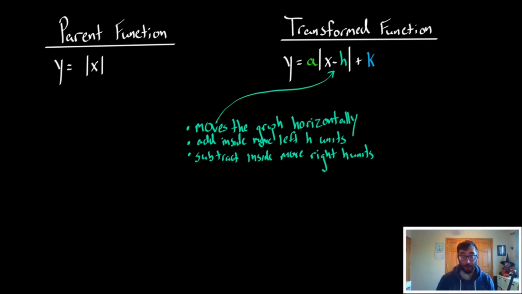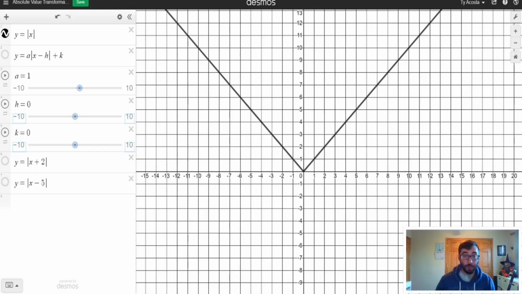So now the next one I want to take a look at is k. So let's go ahead and go back to our graph. And now I'm going to start messing around with the value of k. So that is adding and subtracting outside the absolute value function. As you can see, as we start adding and subtracting outside the absolute value function, we move up, we move vertically.